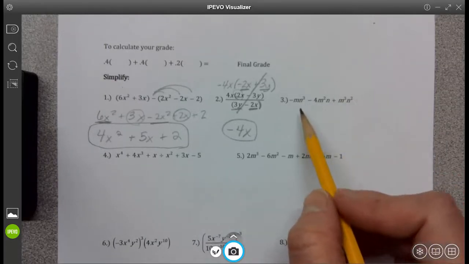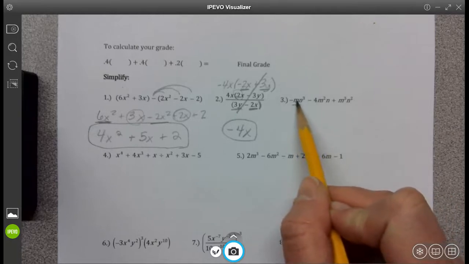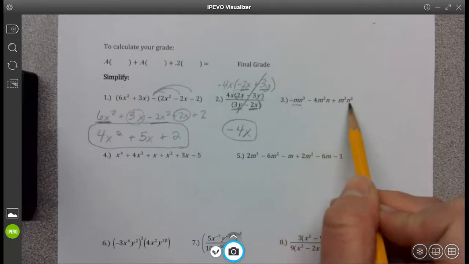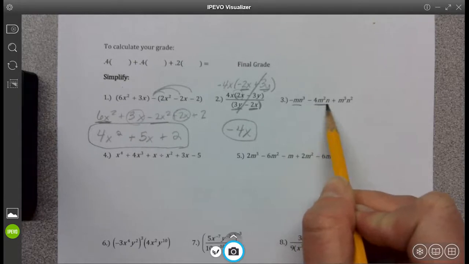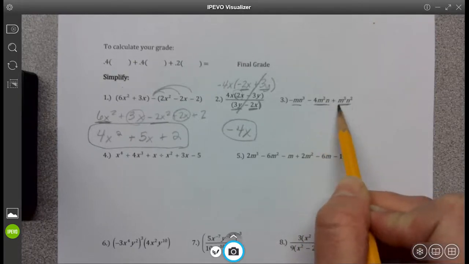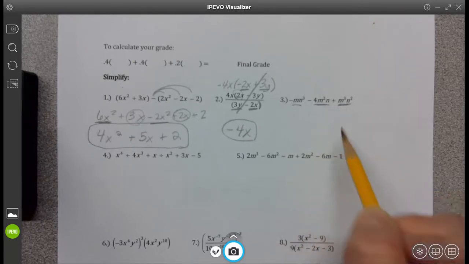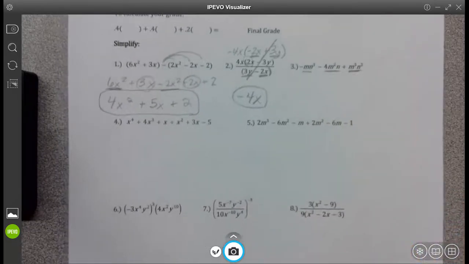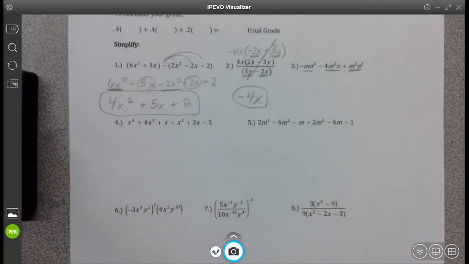Number 3, combine like terms. Are there any other mn cubed? No. Are there any other m squared n's? No. Are there any other m cubed n squareds? No. If there were, you would combine them. So that's it. That's your answer. You can't simplify it anymore.